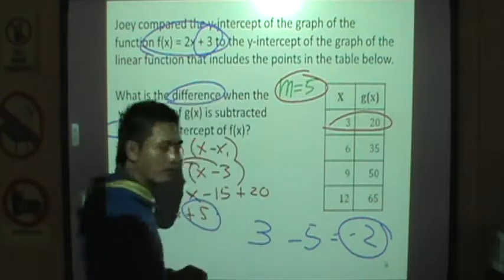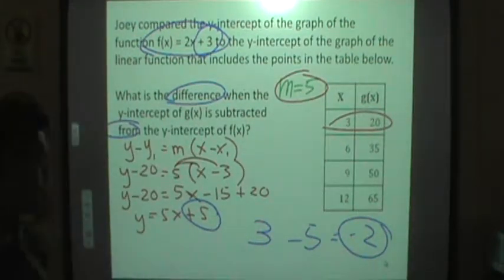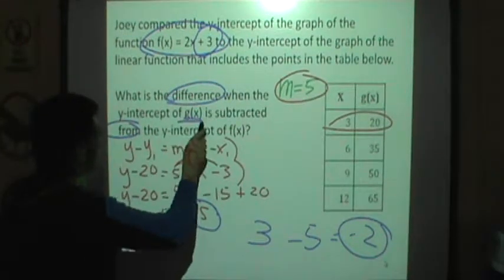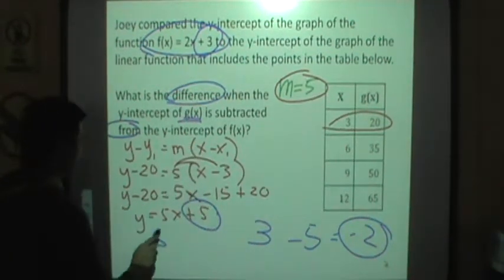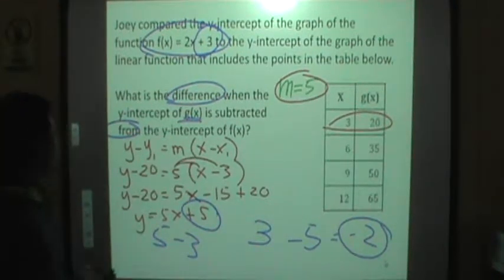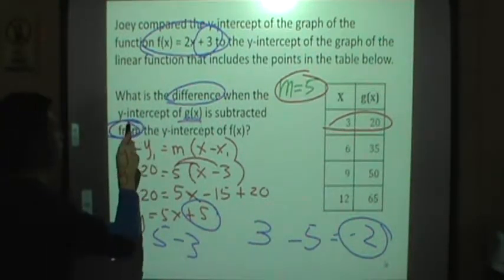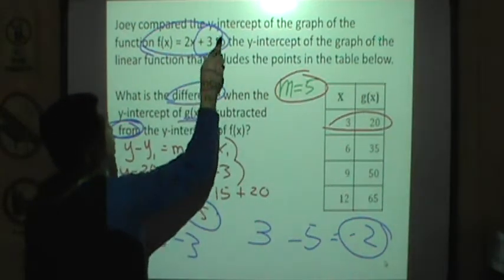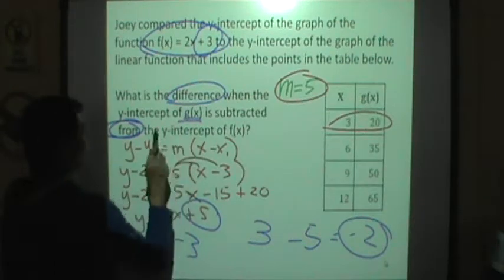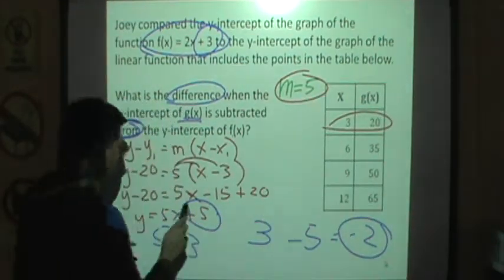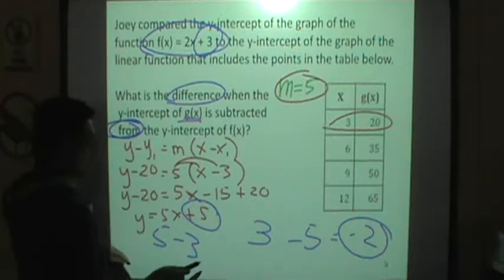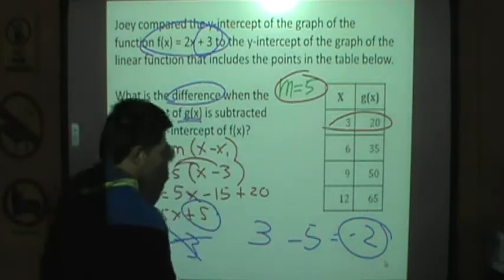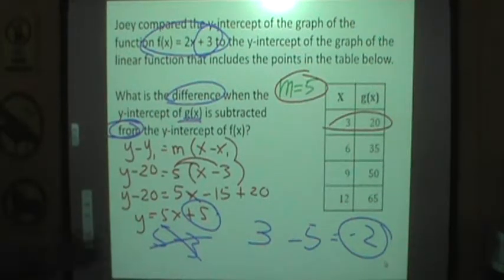Now it's very confusing, because a lot of students are thinking that because this comes first, you would have 5 minus 3. No, you have to be very careful about the word from. From means you have to reverse it. That means the 3 comes first, and then the y-intercept of g of x. So 3 minus 5 is negative 2. Okay, next.